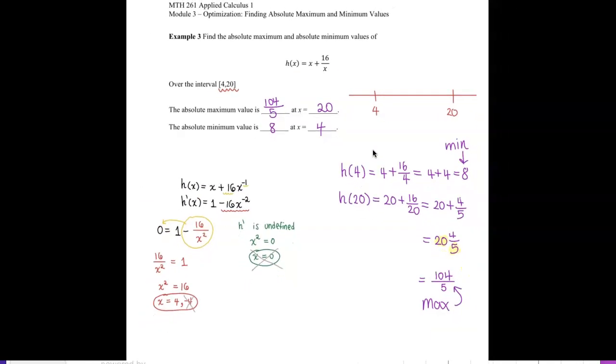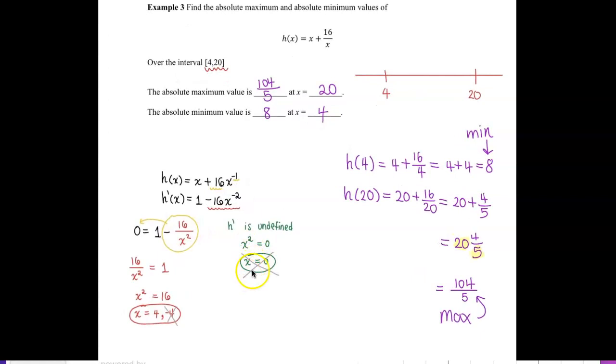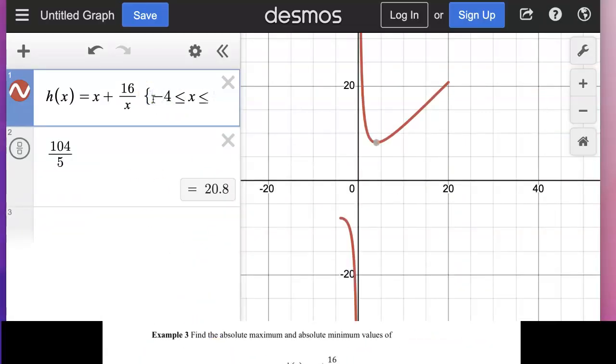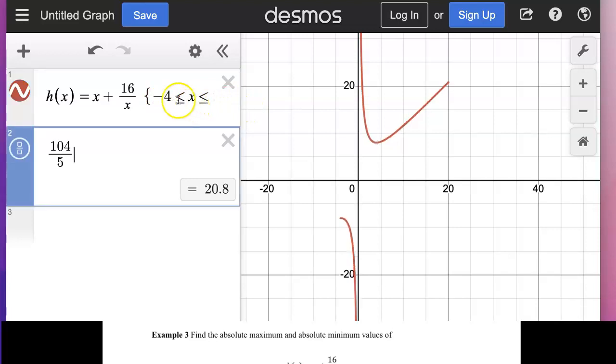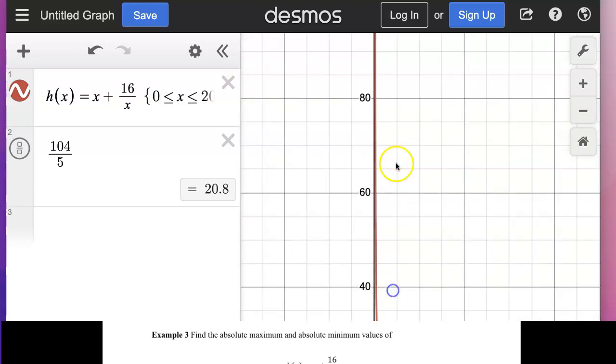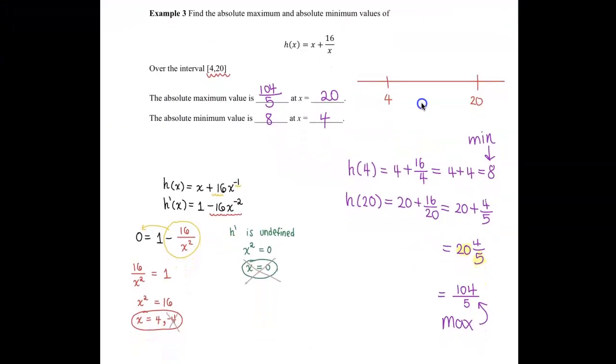But this one was a little more difficult because we had to check not only when the derivative is equal to 0, but also when the derivative is undefined for rational functions. And unfortunately, that x equals 0 wasn't used over this interval. If we were considering an interval like 0 to 20, never mind, 0 is where the vertical asymptote happens in this case. So that wasn't going to give any maximum or minimum, because the function was approaching positive infinity there.